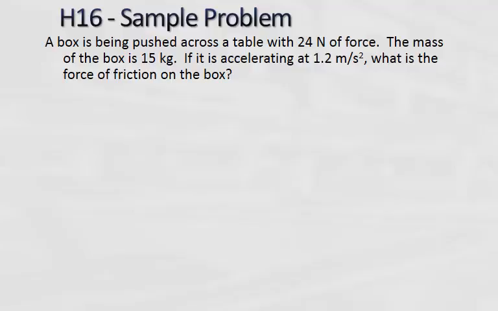All right, a box is being pushed across the table with 24 newtons of force. The mass of the box is 15 kilograms. Let's say it's accelerating 1.2 meters per second squared. We want to find out what the force of friction is on the box.